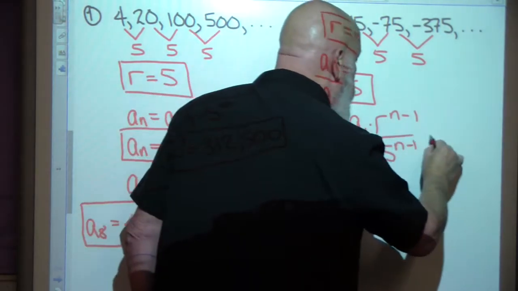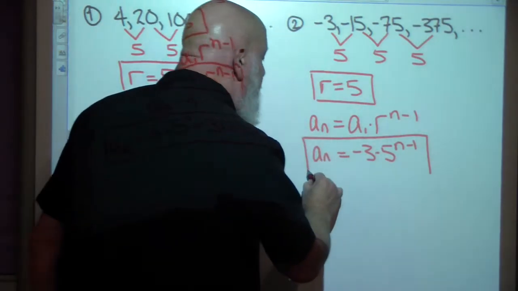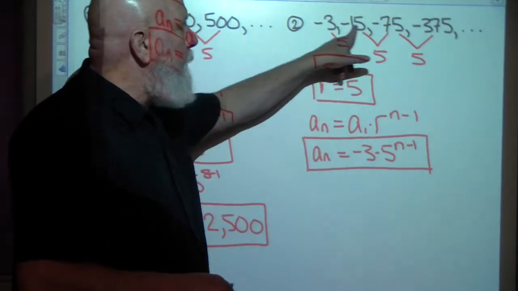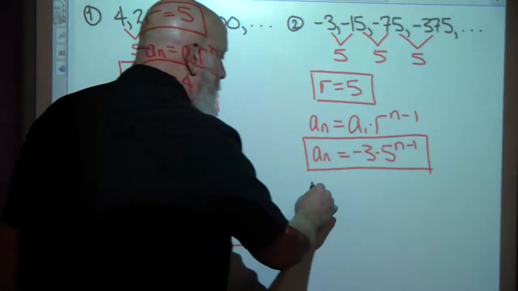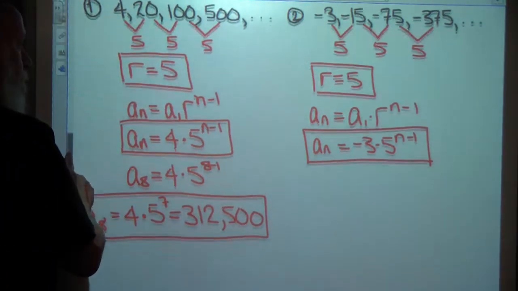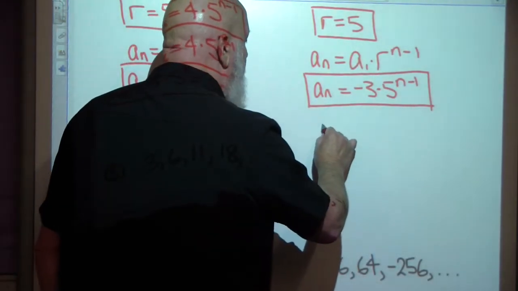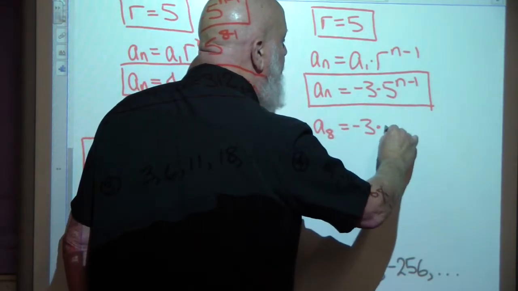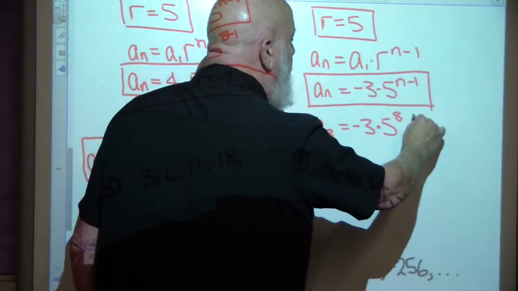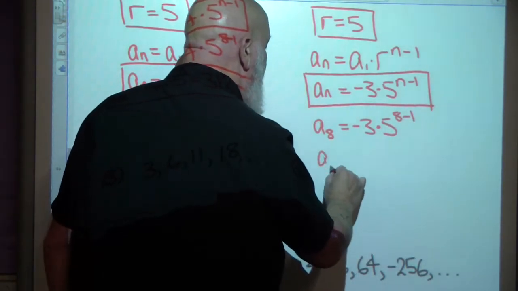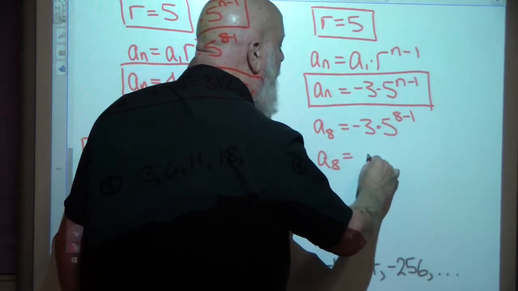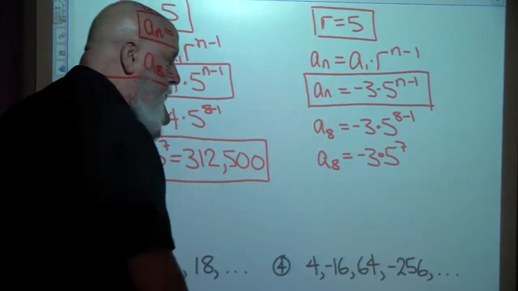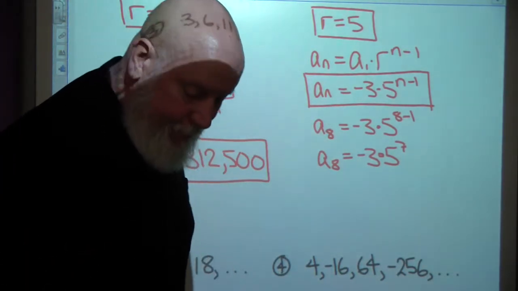And that is our explicit form, and we can use this to find the eighth term or the 100th term or any term we want in this particular sequence. So I'm specifically asked for the eighth term. The eighth term would be negative 3 times 5 to the 8 minus 1. That would be a sub 8, the eighth term, is equal to negative 3 times 5 to the 7th. And then we let our calculator do the walking and hope we don't mess up.